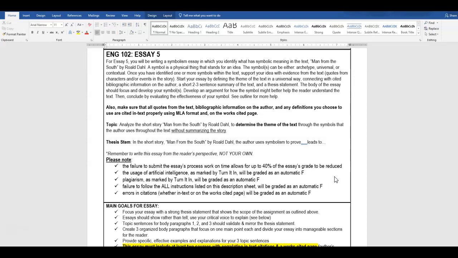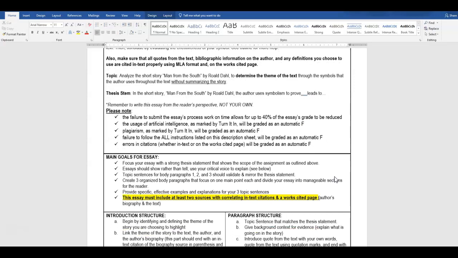The usage of artificial intelligence as marked by Turnitin will be graded as an automatic F. Any plagiarism as marked by Turnitin will be graded as an automatic F. Failure to follow all the instructions listed on this description sheet will be graded as an automatic F. And any errors in citations, whether in text or on the works cited page, will be graded as an automatic F.